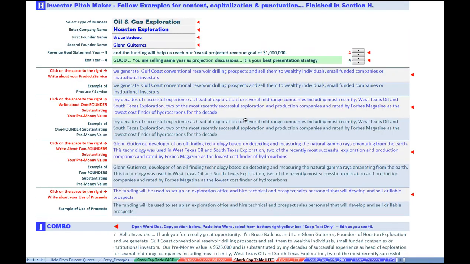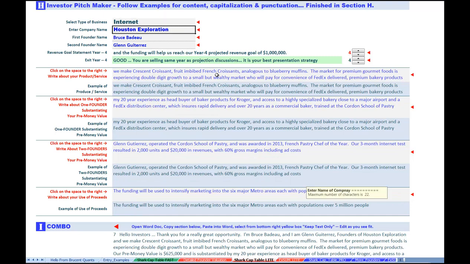Now let's come down and look at the really cool thing that we have here. All right, this top drop down allows you to pick 7 or 8 different kinds of businesses. Let's do an internet business. Let's call it Brucent.